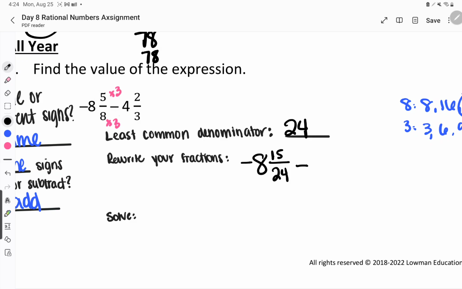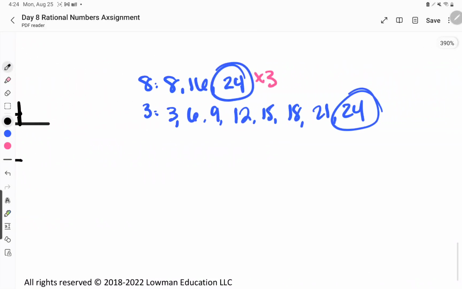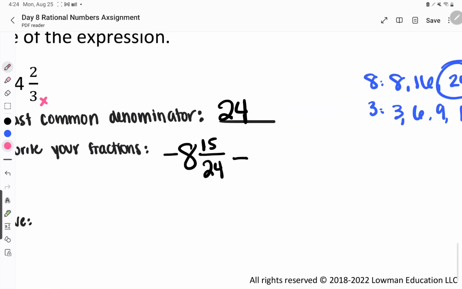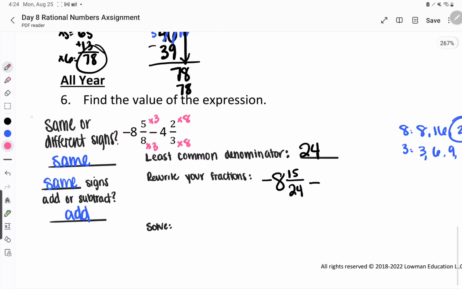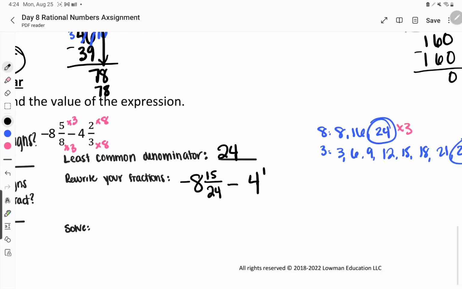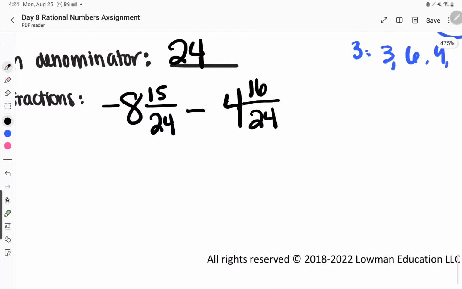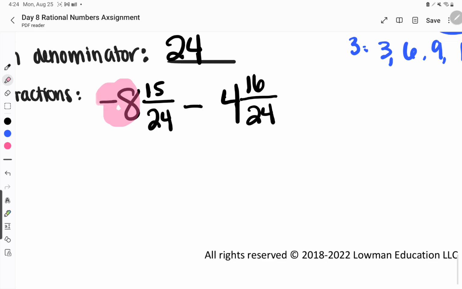Minus, how did we get from 3 to 24? We multiply times 8. So to this 3 right here, I'm going to multiply times 8. So to this 2, I have to multiply times 8. We keep our 4 just how it is. Then we have 2 times 8, which gives me 16, and then a denominator of 24. Remember, we are adding, so we're putting 8 and 4 together. 8 and 4 together gives me negative 12.